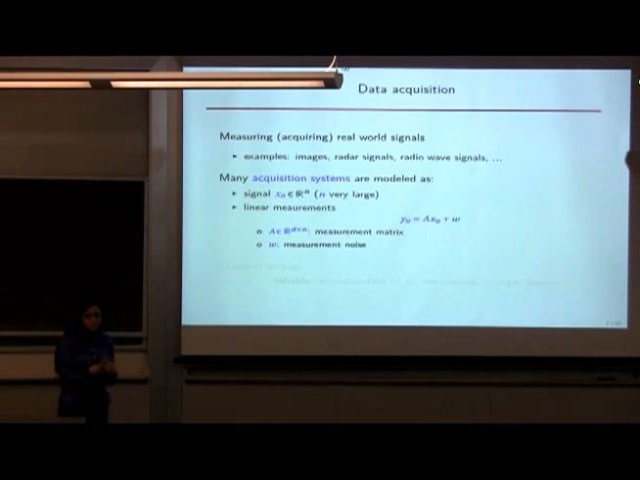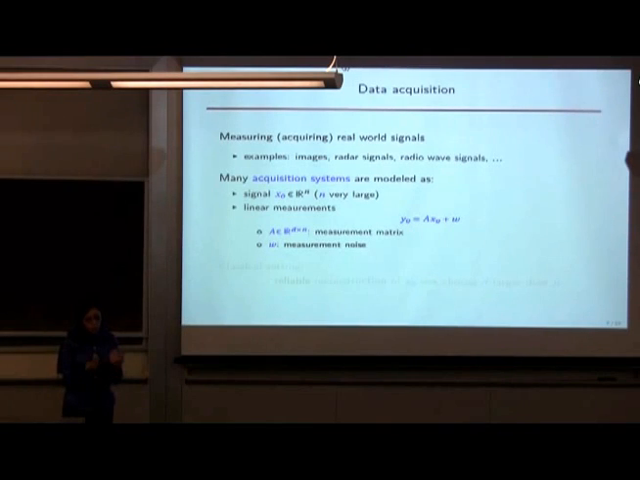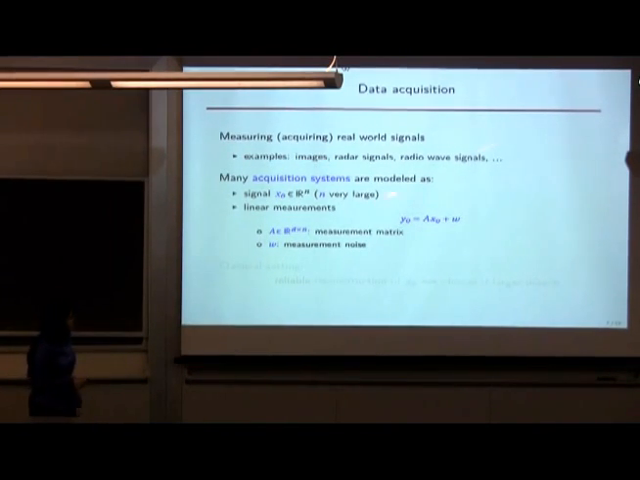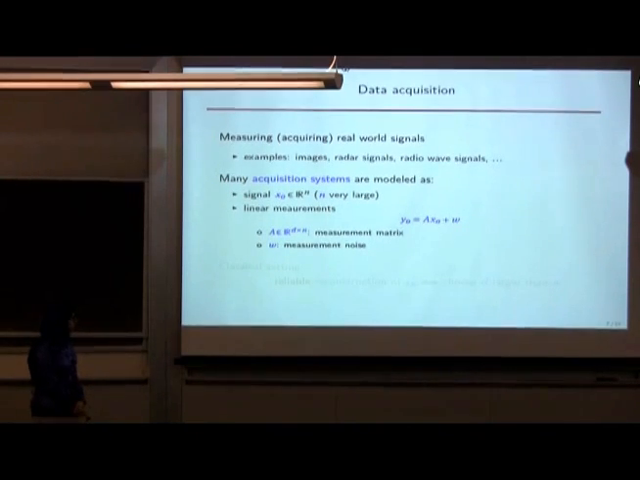The acquisition system itself, we can model in this form. It's a linear system. What we observe is y = Ax + w. A is a measurement matrix. It has d rows and n columns. And w is the measurement noise in the system, which is always present.